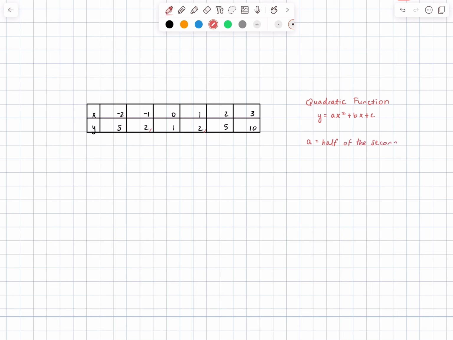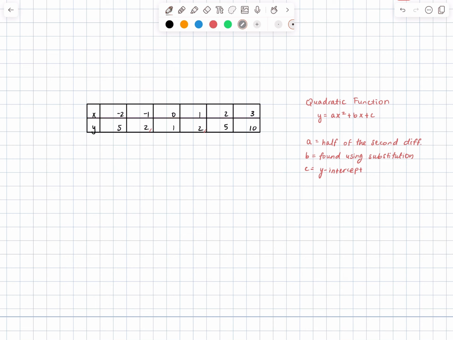Half of the second difference. And then your b value is going to be found using substitution, and then your c value is going to be the y-intercept. Okay, so now that we know this is quadratic, we need to find the second difference.